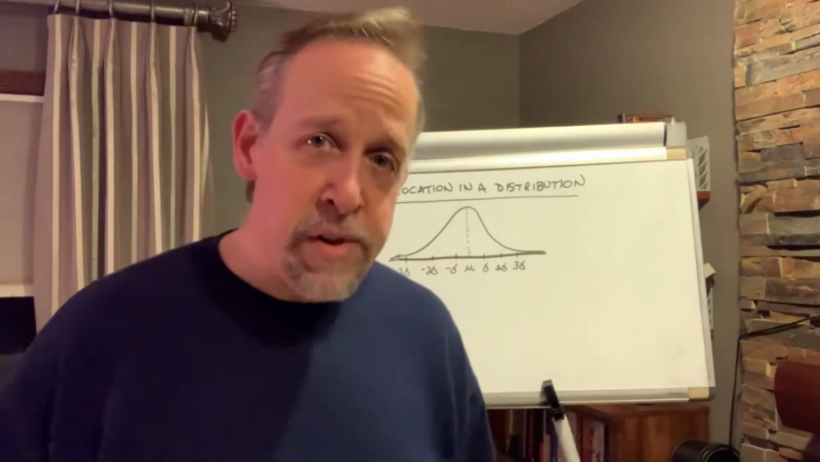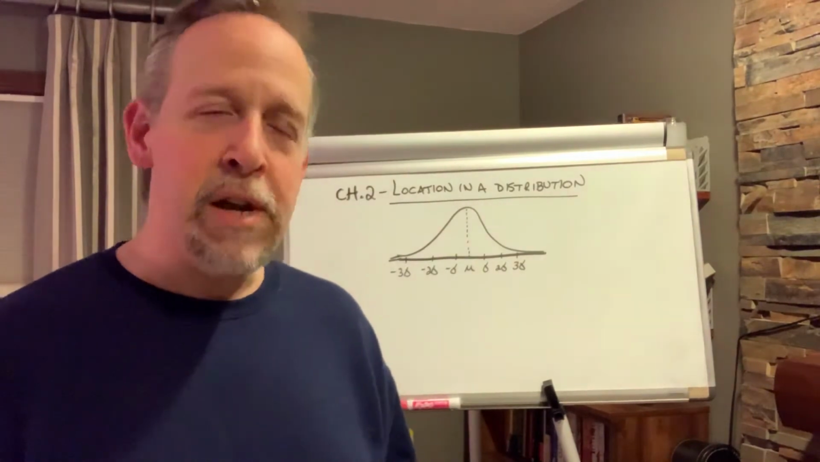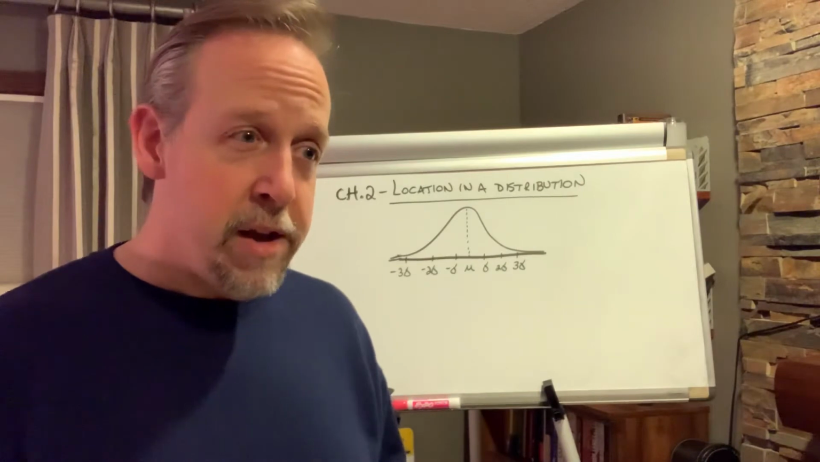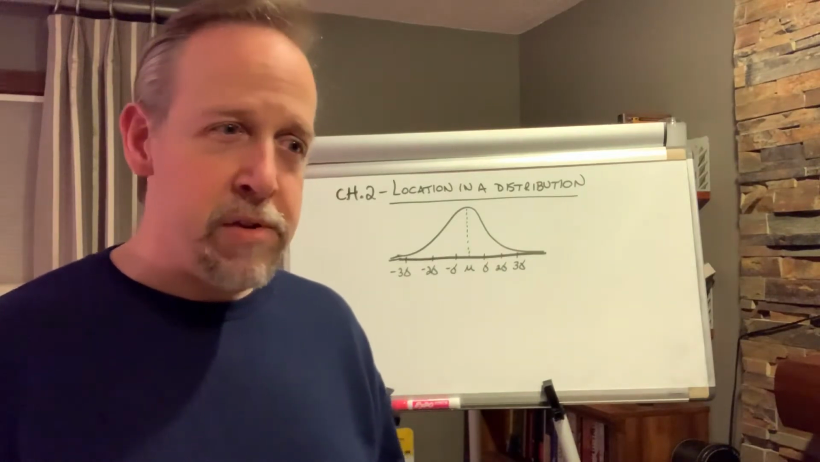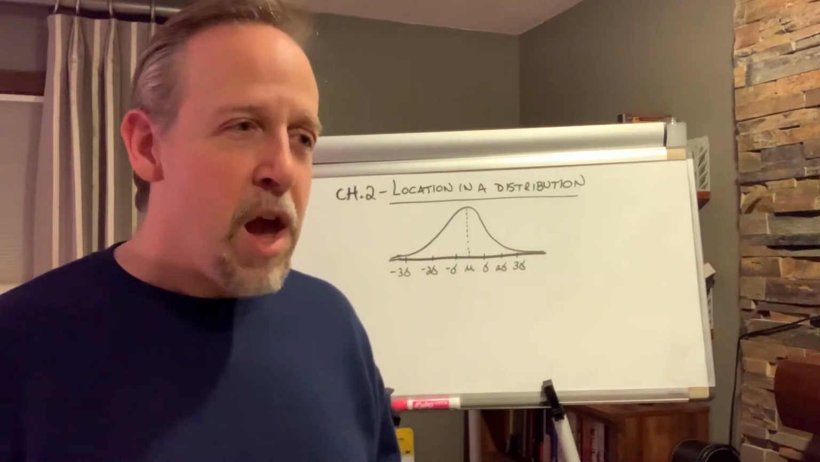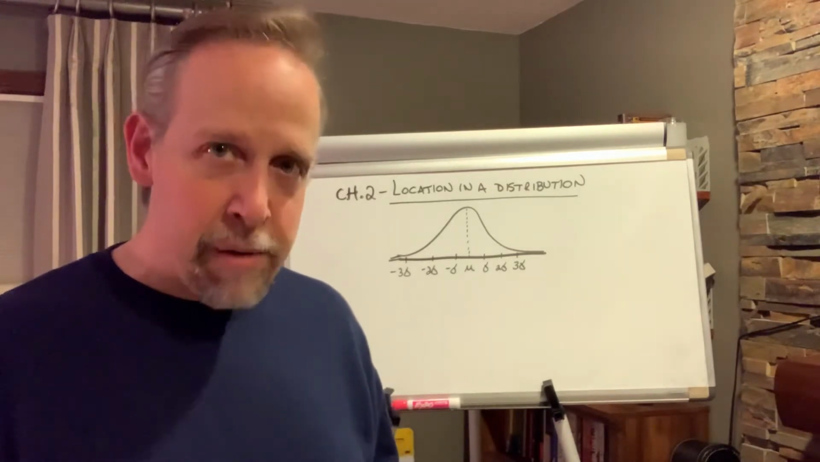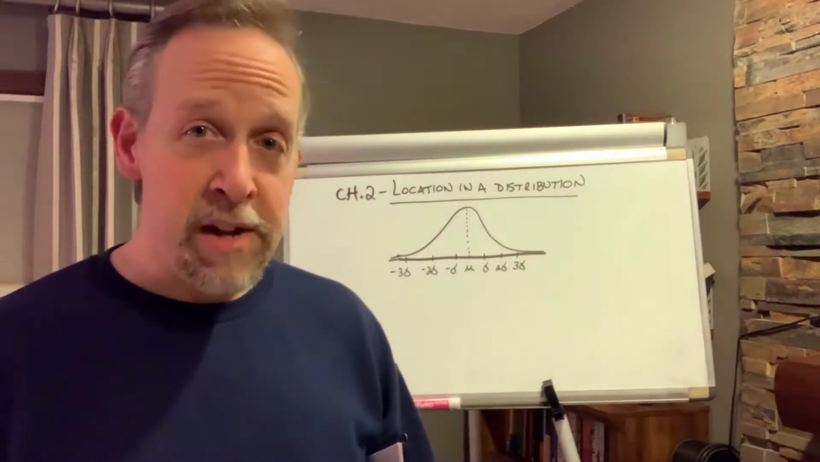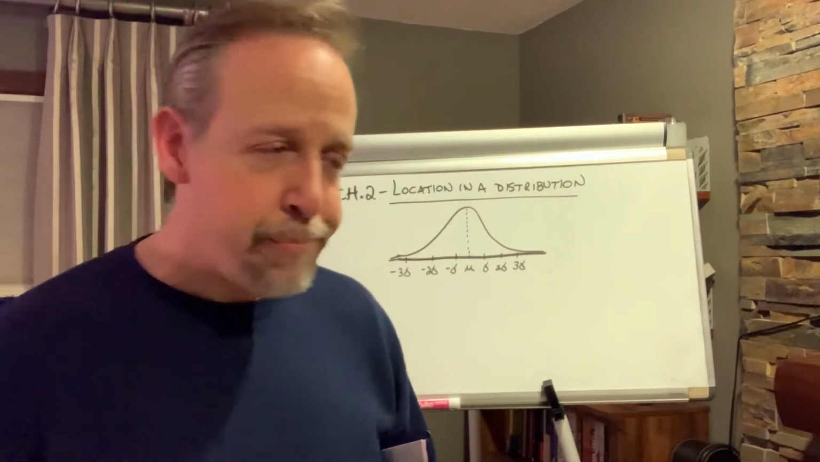We start chapter 2 today, which is location in a distribution. Now, the graph that's on the board is something you should already be familiar with. It's called a normal distribution, and there was an insert unit which you should have learned in a previous year, last year, I believe, that talks about what we're about to look at. But it's okay if you don't remember it or didn't quite understand it. I'm going to go over it now.